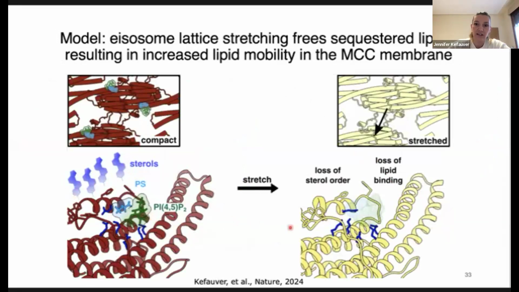Upon stretch, the lipid binding is, upon stretch, the amphipathic helix is, oh my goodness, sorry.